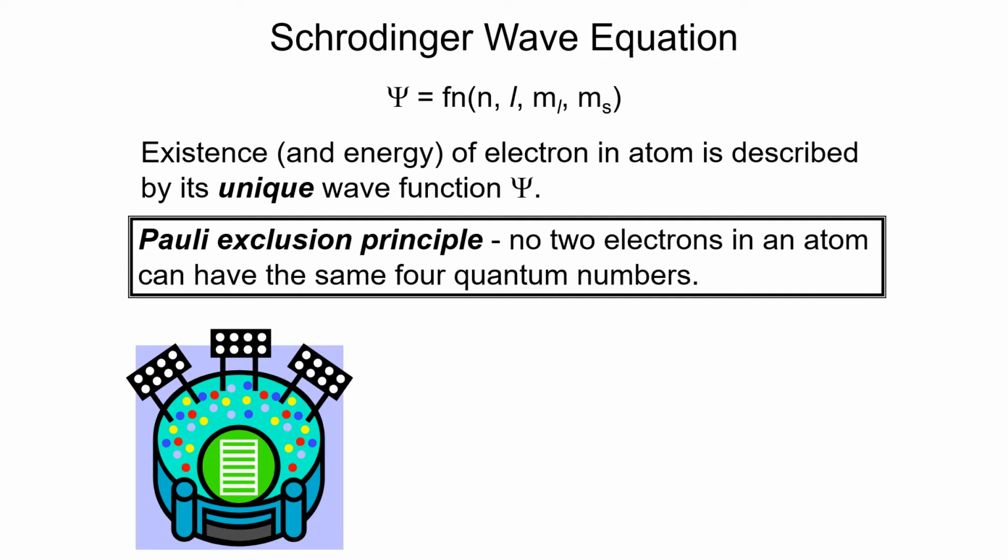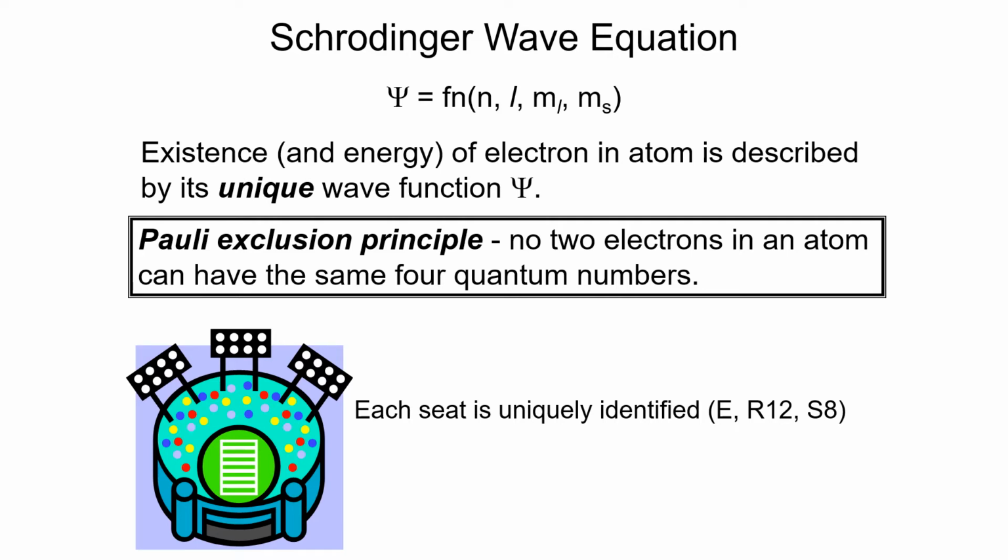So that means that every electron in an atom has a unique quantum address that is defined by n, l, m sub l, and m sub s values. So what does this mean? It means that only two electrons can occupy any orbital. Hence, the maximum number of electrons in any orbital is 2.